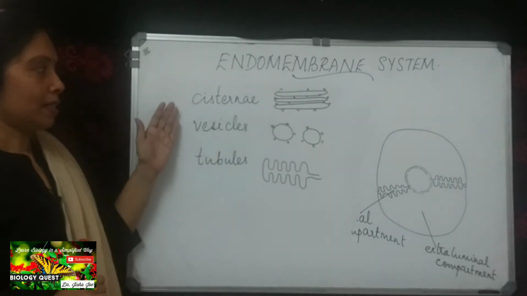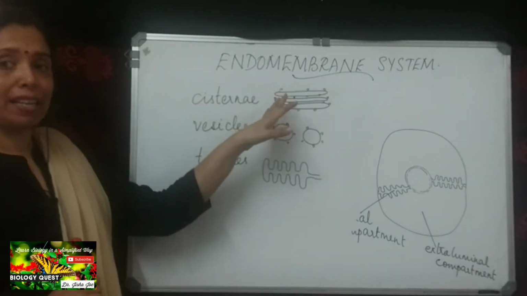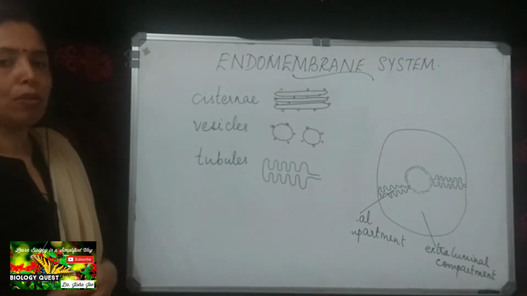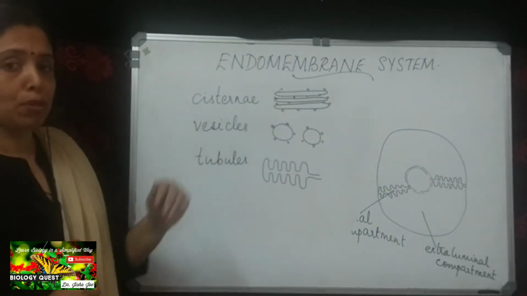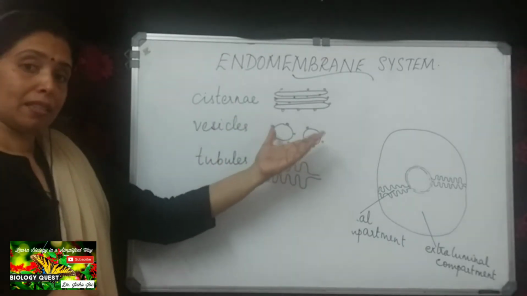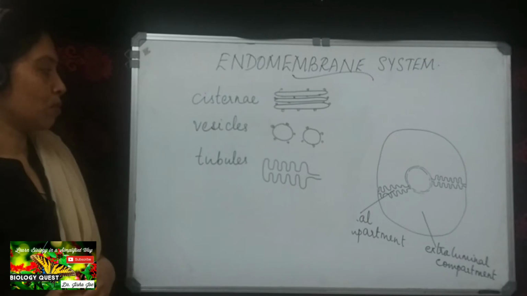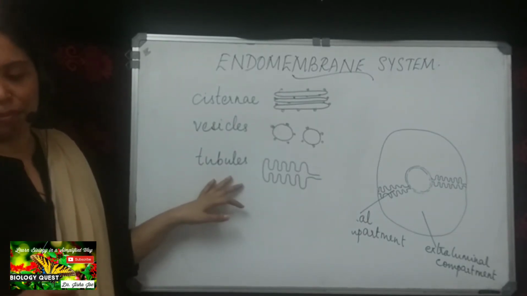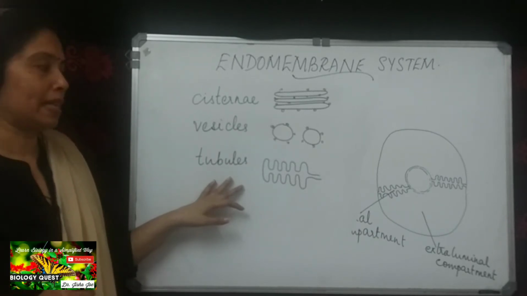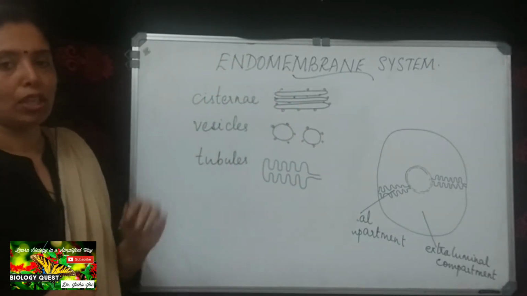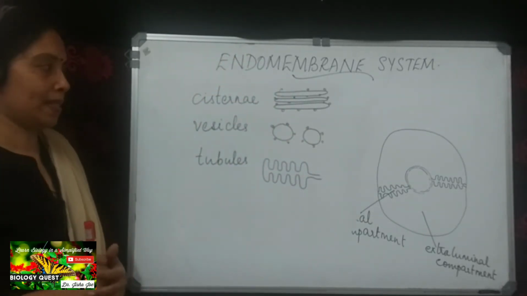Okay, they are the cisternae. They are flat, unbranched sac-like structures lying parallel to one another. They bear ribosomes. Second form, vesicles. They are spherical bodies. Again, these also can bear ribosomes. And the tubules are tubular branched elements, and they do not contain ribosomes. They normally don't bear ribosomes. Okay, so these are the three forms in which endoplasmic reticulum can exist.